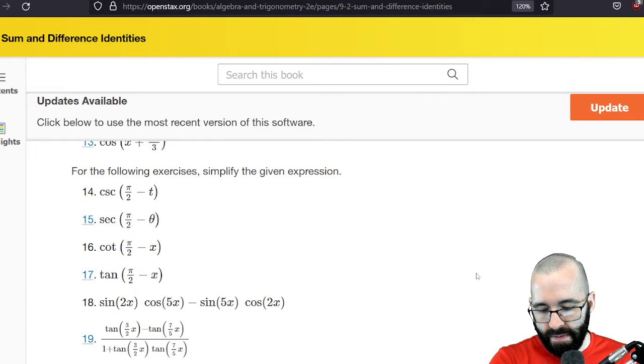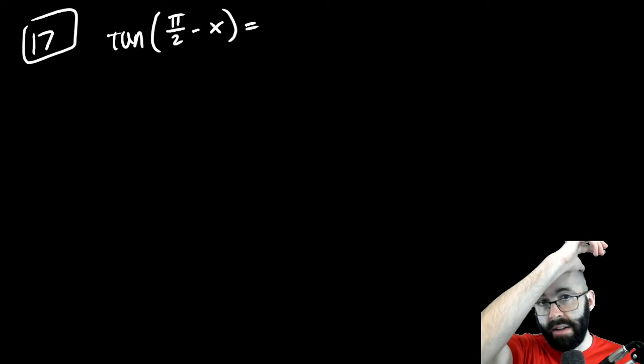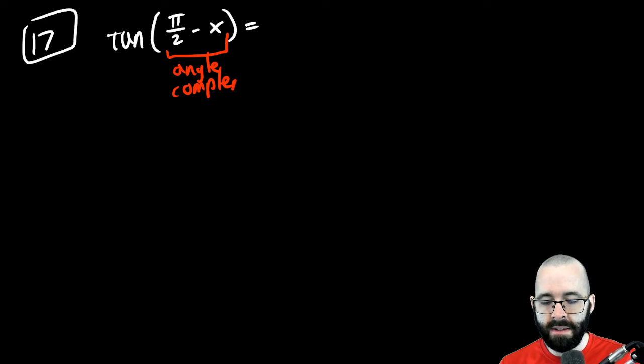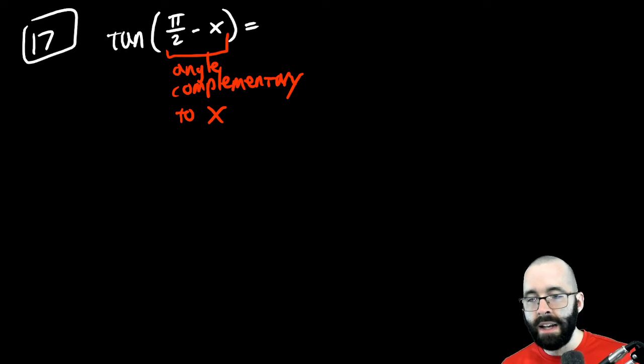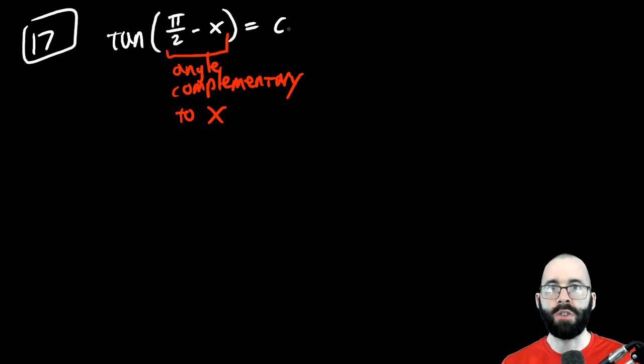17 says, simplify the given expression tangent of pi over 2 minus x. This just wants you to use a cofunction identity. So specifically the tangent, this is the angle that's complementary to x. So any trig function of an angle is its cofunction of the complementary angle. So what's the cofunction of tangent? Just add a co. Cofunction to tangent is just cotangent.